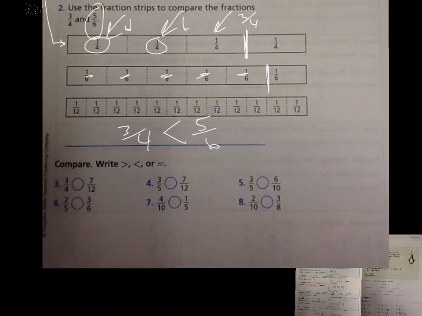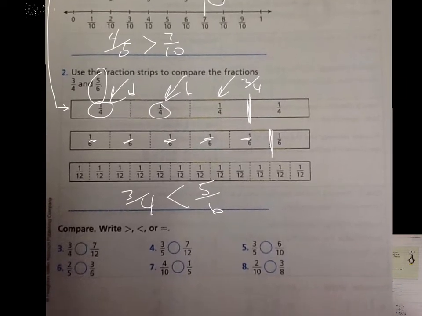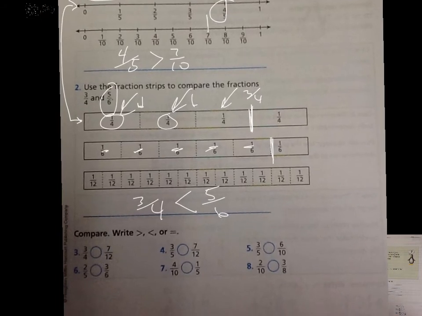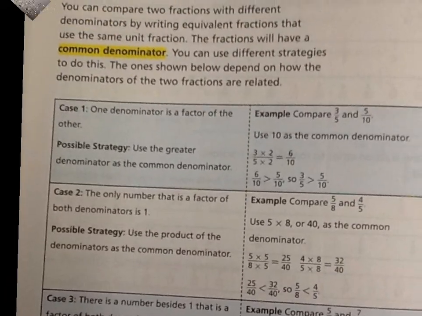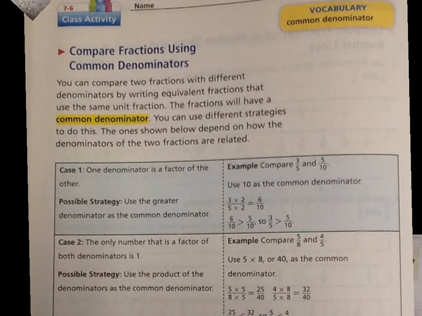And then you can go on and answer 3 through 8 by looking at the fraction strips or the number lines. So you can do that when the lesson's over. Go back and finish those. So let's turn to the next page. You can compare fractions by using common denominators. I'm going to go over this page.